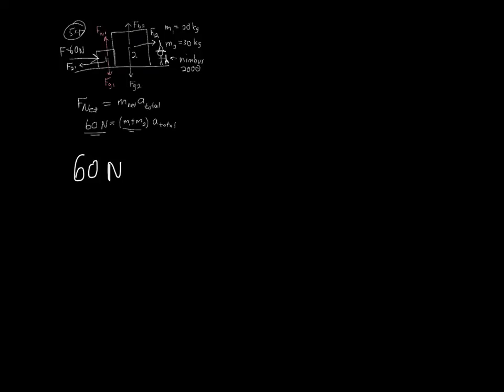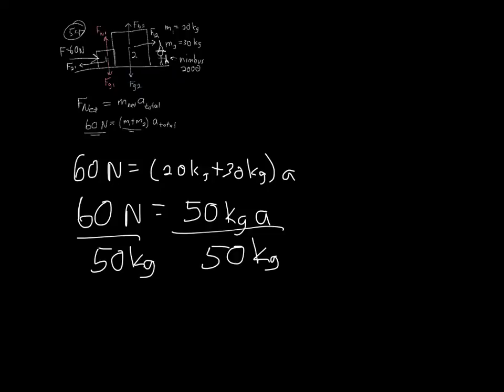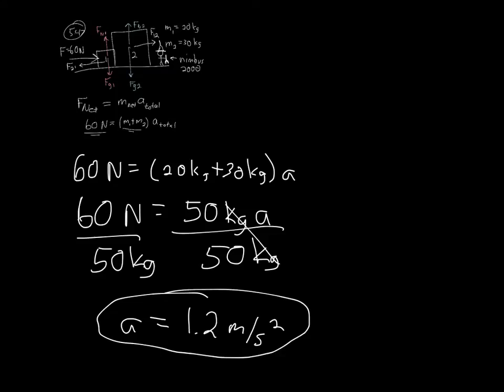So 60 newtons has to be equal to 20 kilograms plus 30 kilograms times A. 60 newtons equals 50 kilograms times acceleration. Divide both sides by 50. Kilograms cancel. A is equal to 1.2 meters per second squared. Acceleration done. Not too bad.